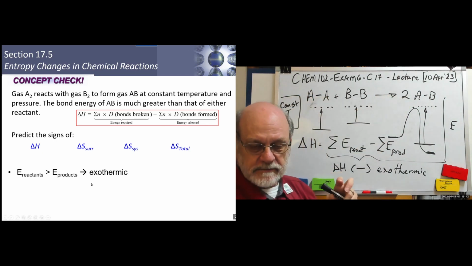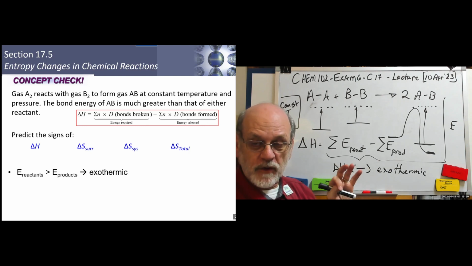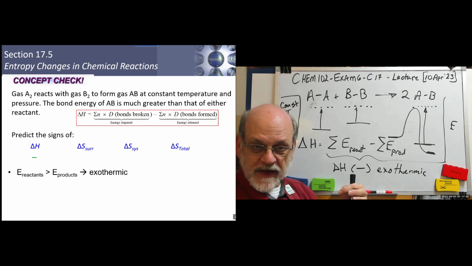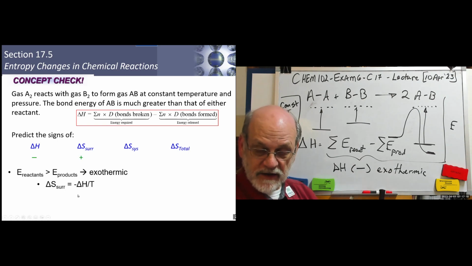So with that understanding, this reaction is exothermic, and the sign for delta H is negative. Okay, now that we know that, we can relate that to the entropy change for the surroundings, because we know that the delta S for the surroundings equals negative delta H over T, and a negative is positive, so delta S for the surroundings has to be a positive value.